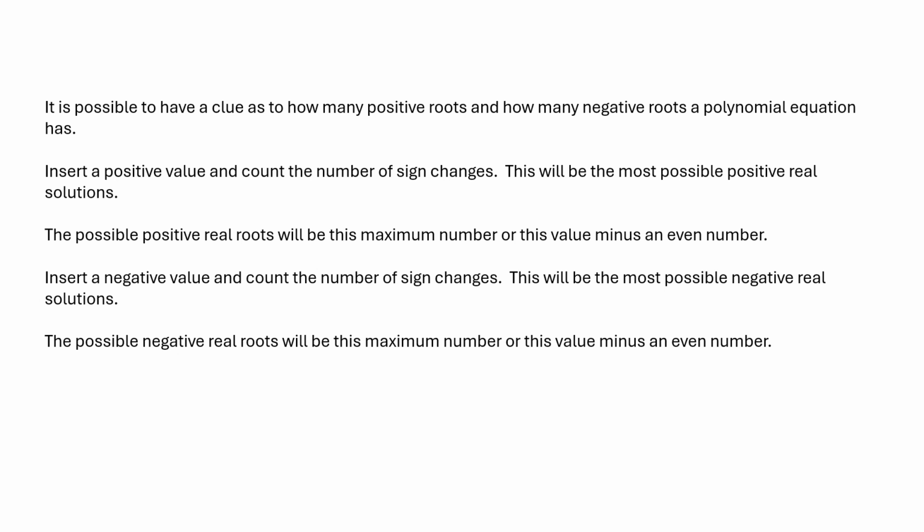This is the most possible positive real solutions. And if we do the same with a negative number, the sign changes caused by plugging in a negative number will give me the most negative solutions. And we have to subtract 2. So if I come up with 4 possible positive roots, I have 4, 2, or 0.